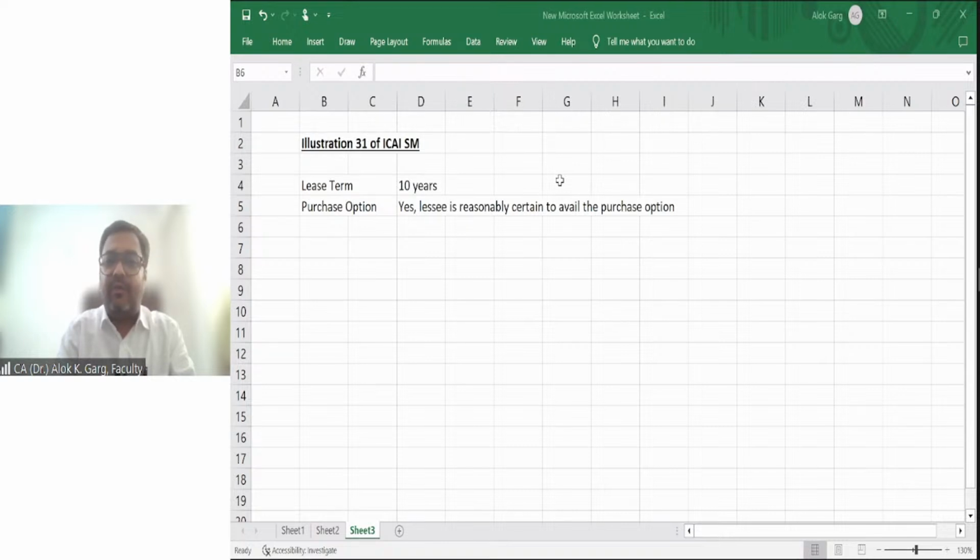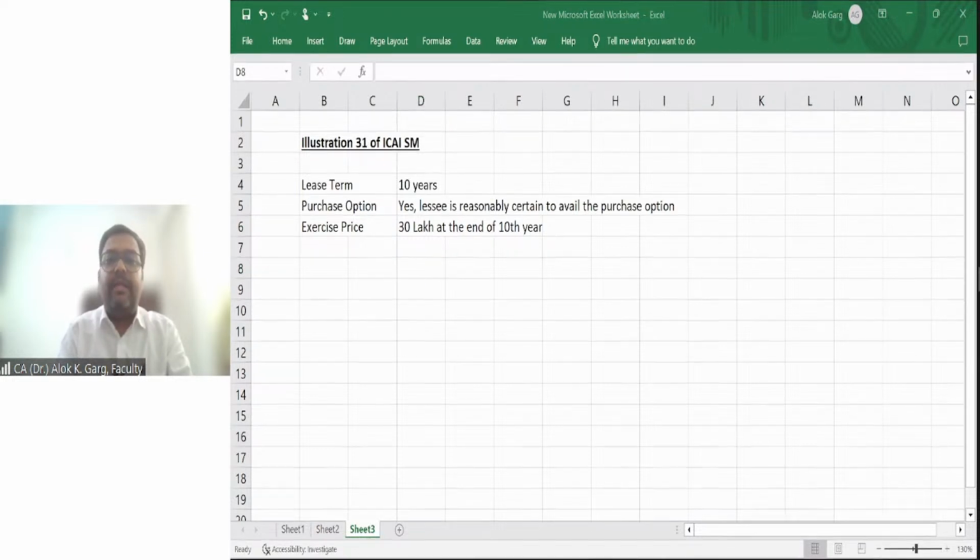The exercise price is given in the question. How much? 30 lakh at the end of the 10th year. Is that clear? 30 lakh at the end of the 10th year. I hope it is clear to all of you. Yes, this is what is given in the question.